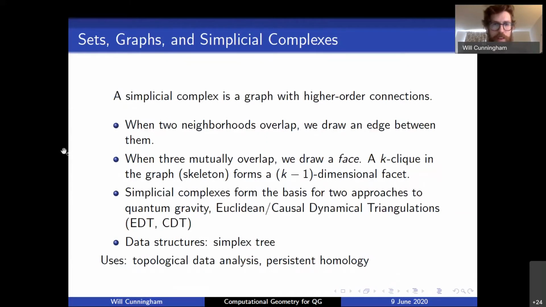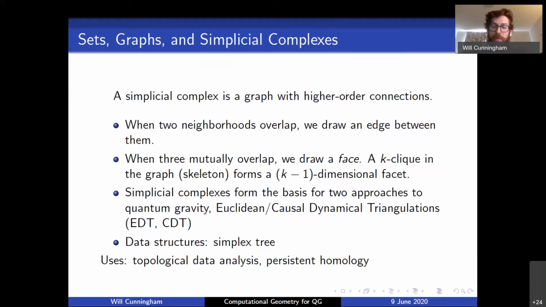So the final discretization of a manifold that I'll consider is a simplicial complex. This is sort of the next level up from the path that we've been taking. Of course, in a graph, we say if two neighborhoods overlap, we're going to draw an edge between them. Now, if three neighborhoods mutually overlap, then we're going to draw a face, like a triangular face.